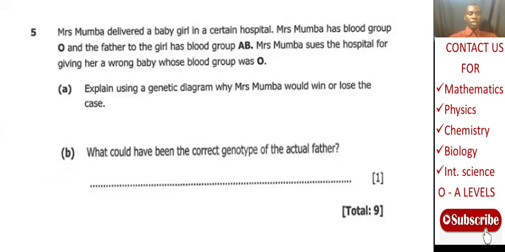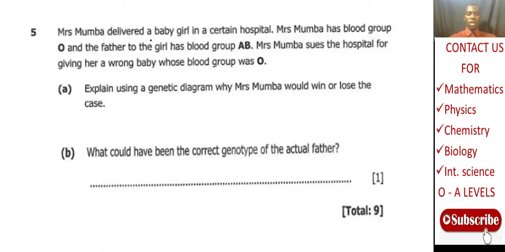So we continue with the next question. The question reads, Mrs. Mumba delivered a baby girl in a certain hospital. Mrs. Mumba has blood group O, and the father to the girl has blood group AB. Mrs. Mumba sues the hospital for giving her a wrong baby whose blood group was O. Explain using a genetic diagram why Mrs. Mumba would win or lose the case.